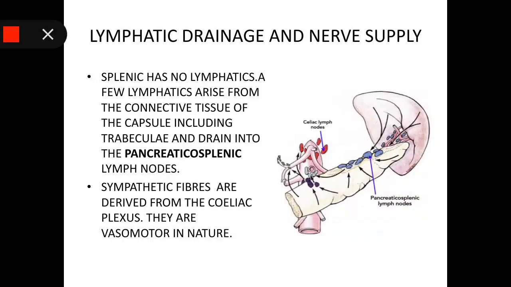Lymphatic drainage and nerve supply. Splenic tissue has no lymphatics. A few lymphatics arise from the connective tissue of the capsule, including trabeculae, and drain into the pancreaticosplenic lymph nodes. The nerve supply. Sympathetic fibers are derived from the celiac plexus. They are vasomotor in nature.